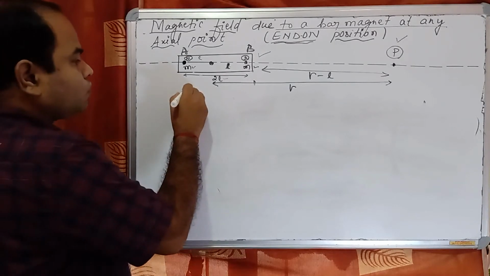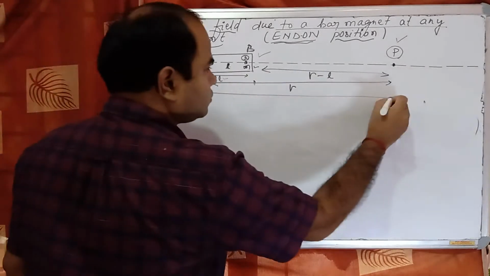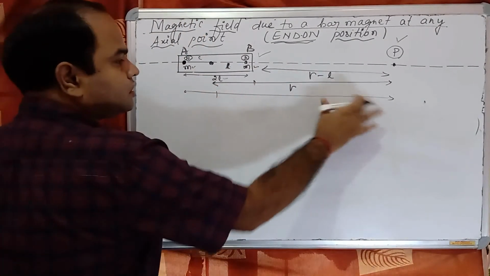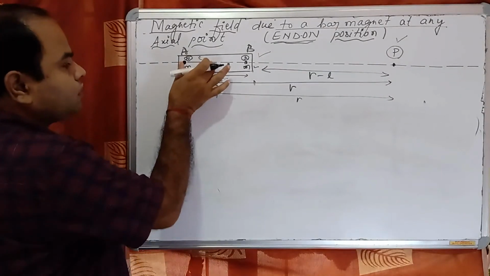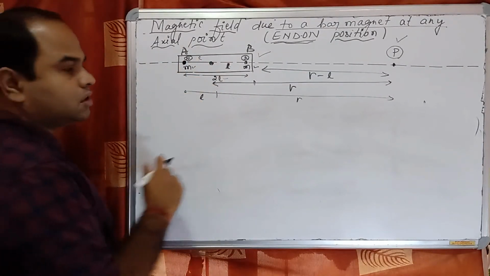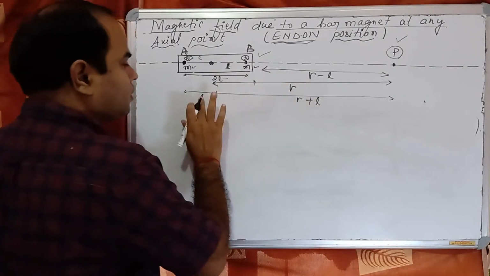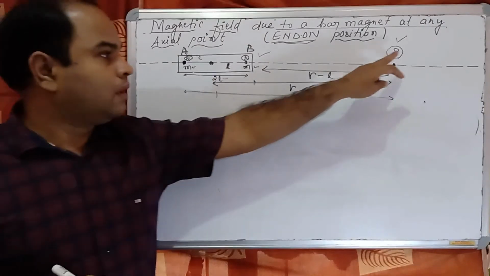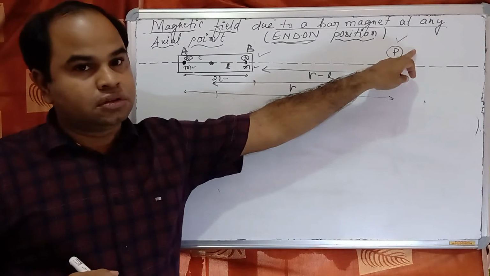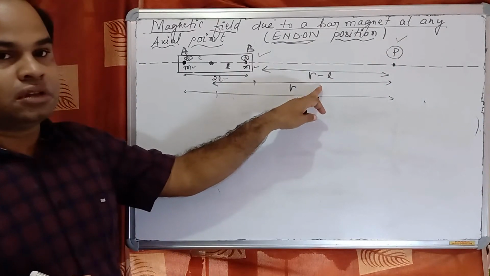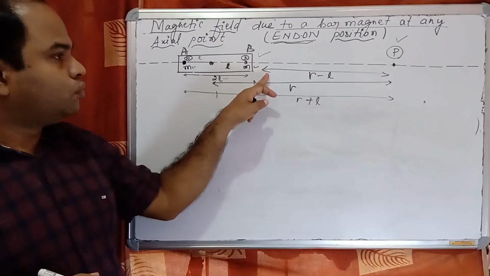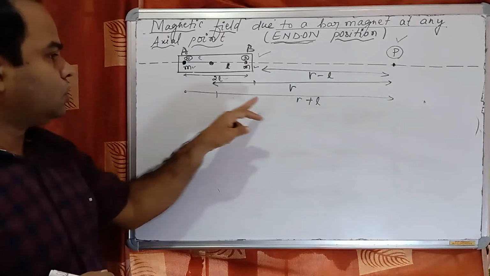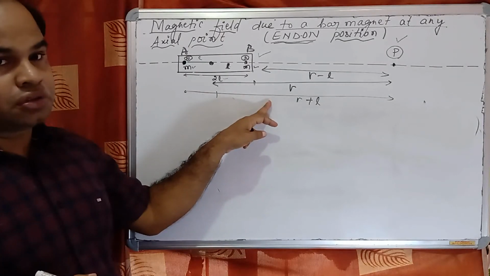Similarly, what will be the distance of point P from the north pole? It is the distance r plus the distance L, so the total distance is r plus L. So again, consider a point P which is r distance from the center of the bar magnet. The distance from the south pole to point P will be r minus L. The distance from the north pole to point P will be r plus L.